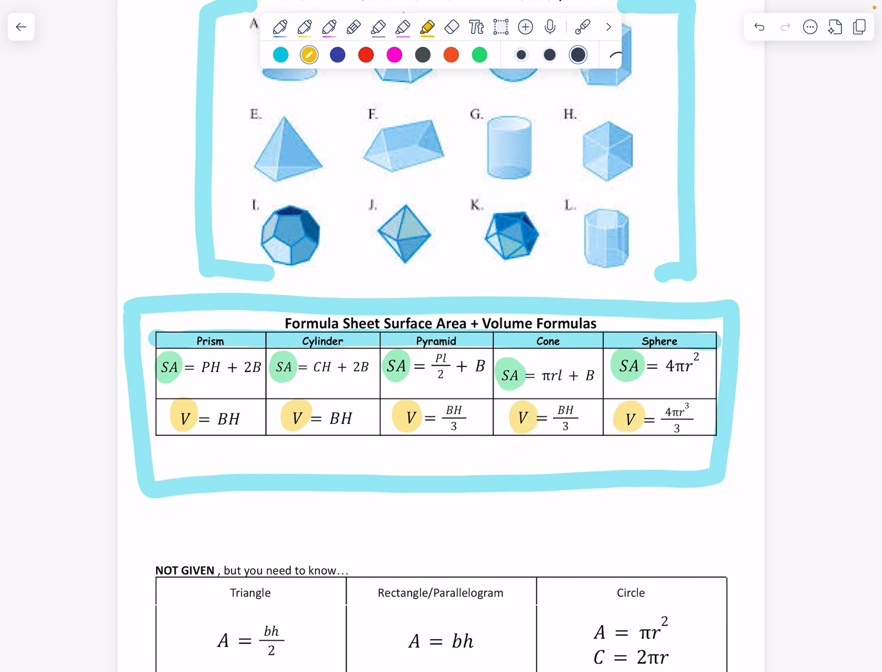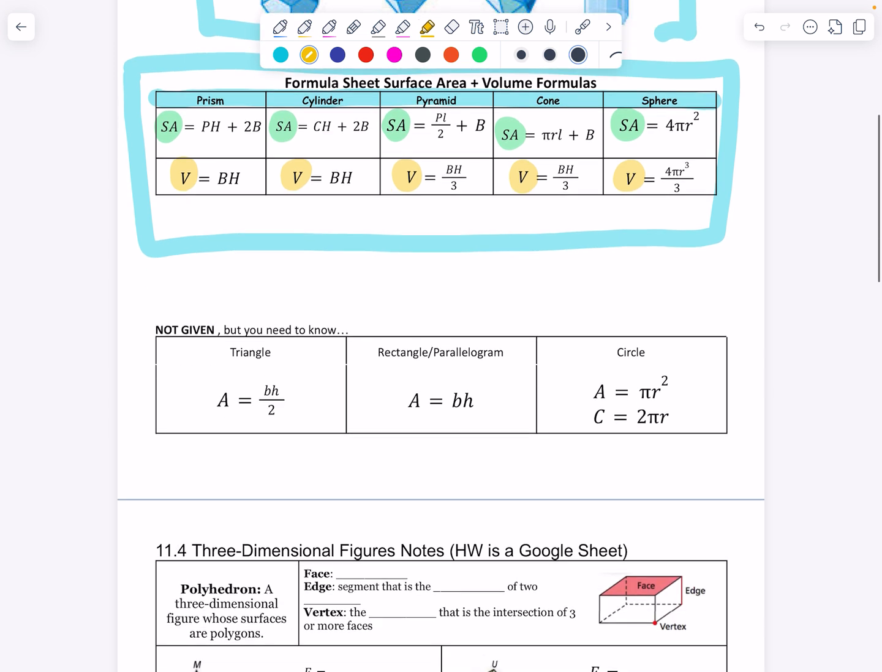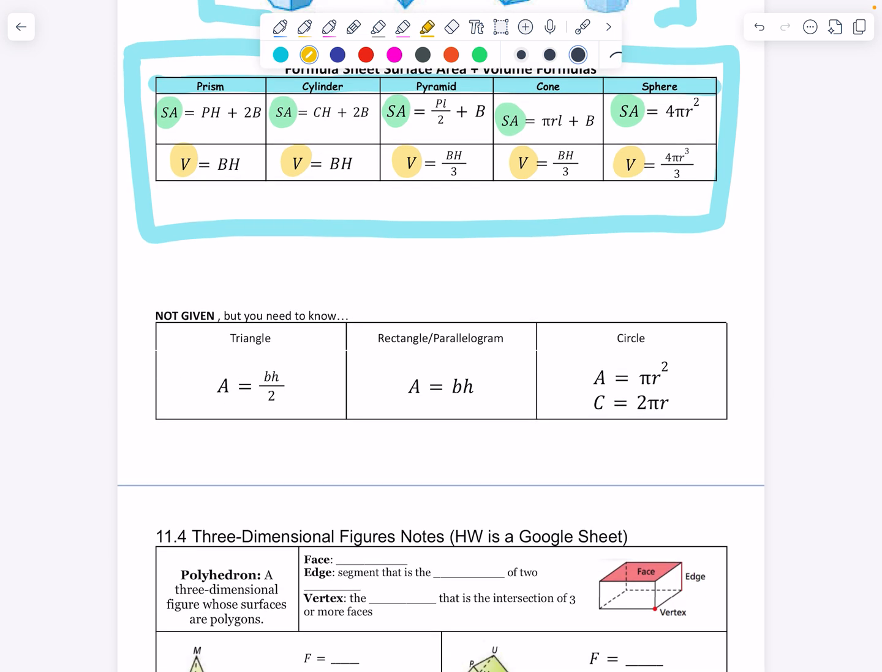So surface area is like how much cardboard does it take to actually make the box. Volume is how much stuff can you fit in the box. So think about Amazon when we're thinking about surface area and volume. There are a few formulas that are not given on the ACT, but definitely you need to know.